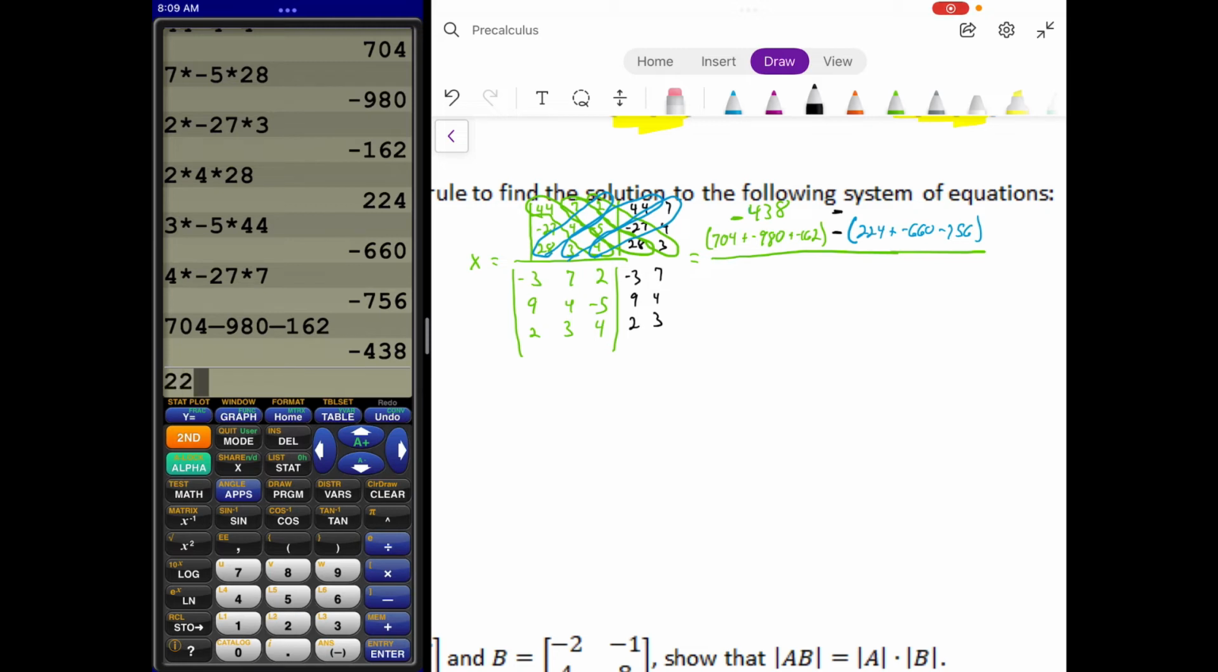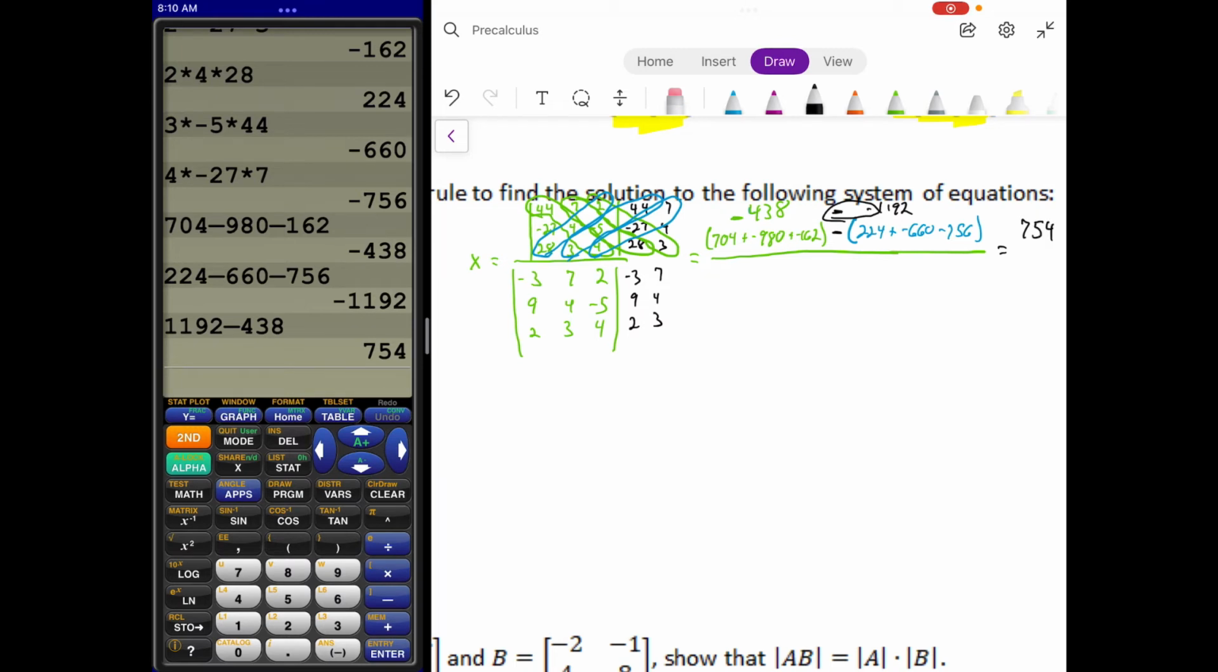the next part, 224 minus 660 minus 756, negative 1,192. And you combine those two together, that's subtraction, so it's adding negative. So we have the 1,192 minus 438. And so in the numerator here, we have 754.